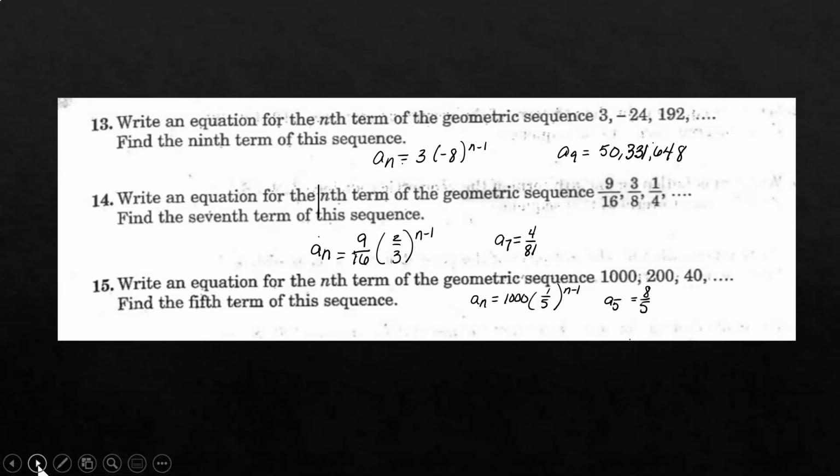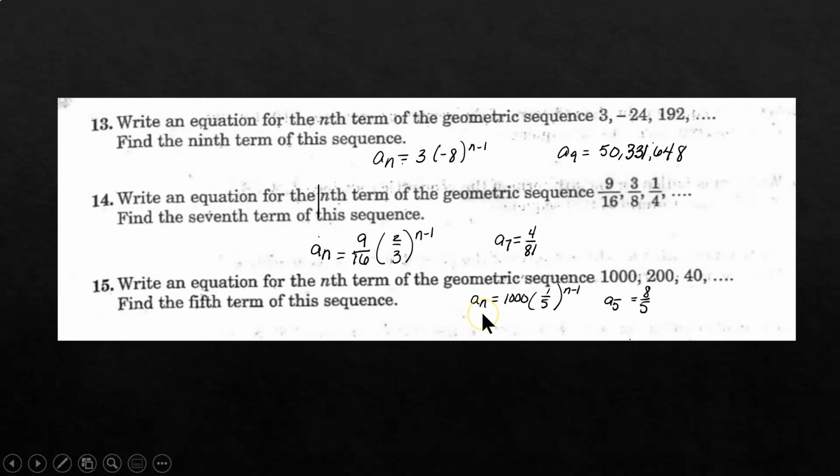13, you have to write an equation for the nth term of each sequence, and then you have to find the term they ask you to. So 13 is a sub n equals 3 times -8 to the n minus 1 power. The 9th term is 50,331,648. 14, the nth term of this sequence is 9/16 times 2/3 to the n minus 1 power, and the 7th term is 4/81.